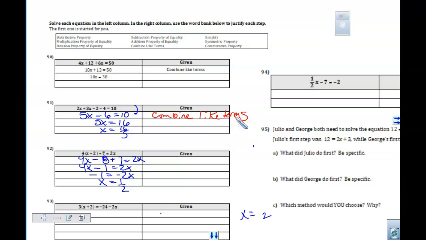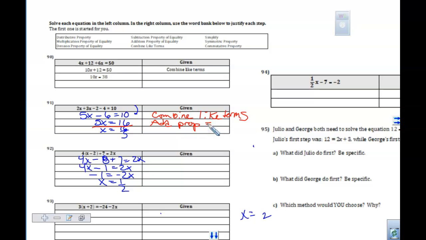Larissa, the next step, 5x minus 6 equals 10 to just give us 5x equals 16. What did we do? What did you subtract? Oh, yeah. We're going to go addition. So this is the addition property of equality.